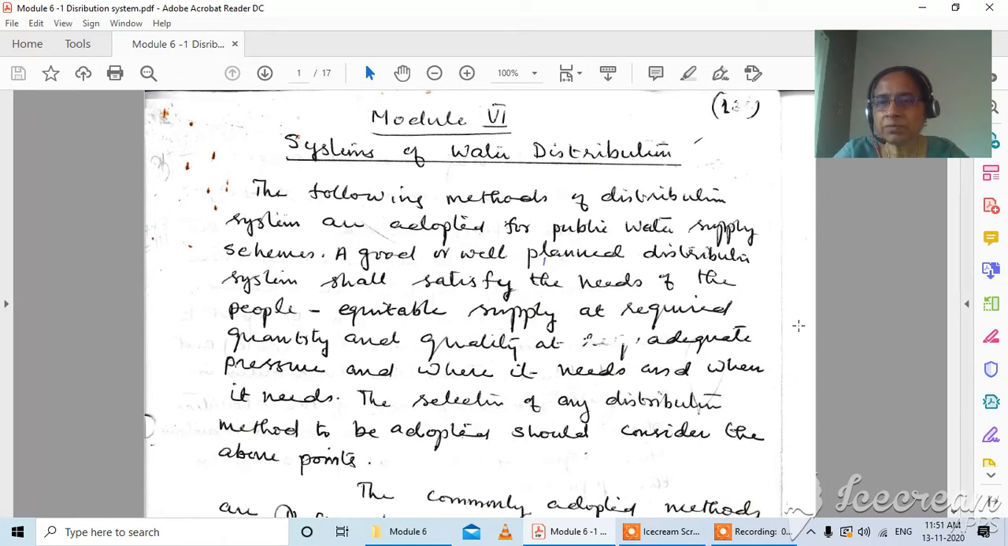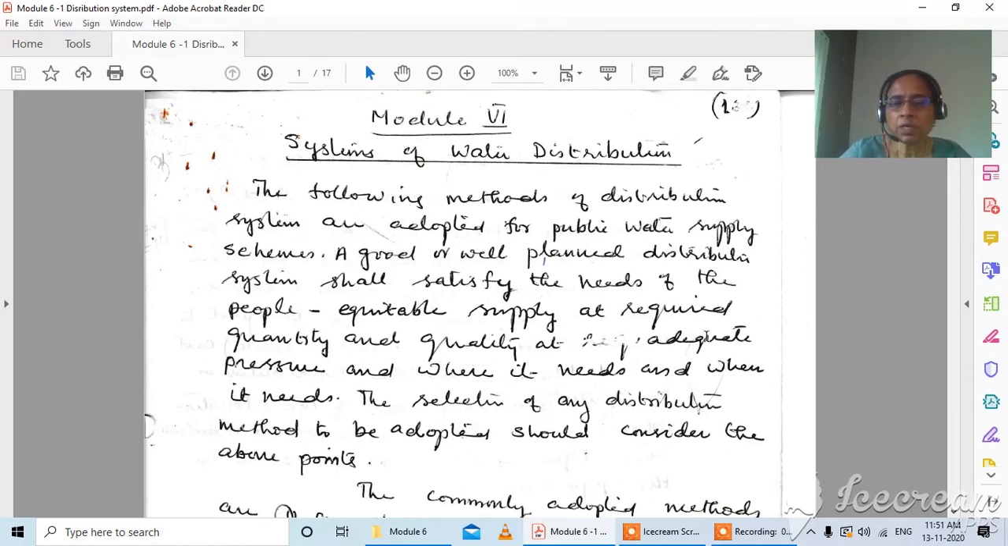So that means whenever we are recommending a distribution system, we have to observe whether the system satisfies the needs of the public, whether we are supplying water to the public at the required pressure, the quality we are maintaining, and whether we are supplying when they need it. And again the quantity, how much water we are going to supply, that is the rate of distribution. All these points you have to consider when we are designing a public distribution system.